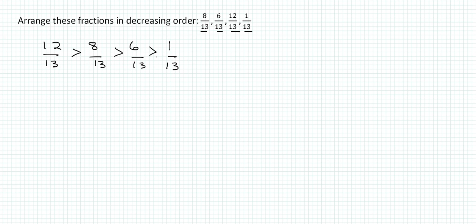That's one way to write it. The other way you could write it, which is acceptable also, is 12/13, and you can put a comma to show that this is your decreasing order, and that should also work.